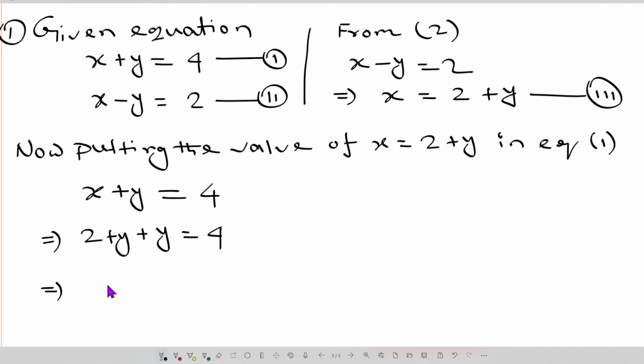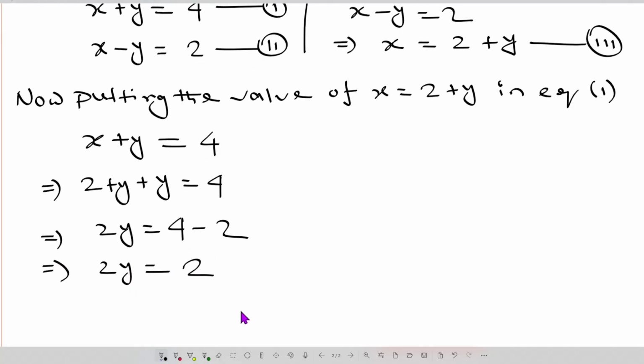So y plus y is 2y, and these two will go to the right side, so 4 minus 2. Okay, so 2y equals 4 minus 2, which is 2. Now we can divide both sides by 2, so y equals 2 by 2, it means 1. So y equals 1.